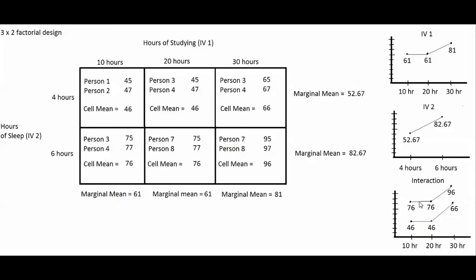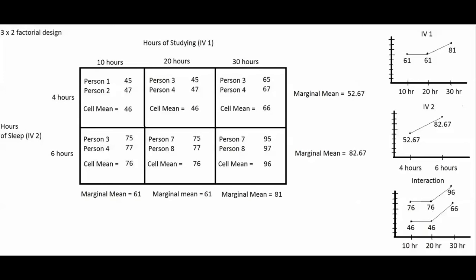You can think of it this way. These 2 lines are parallel right here, and these 2 lines are parallel over here, which means that there's no interaction. We have a main effect of IV1 because one column mean is different than the other 2, and we have a main effect of IV2 because the 2 row means are different.